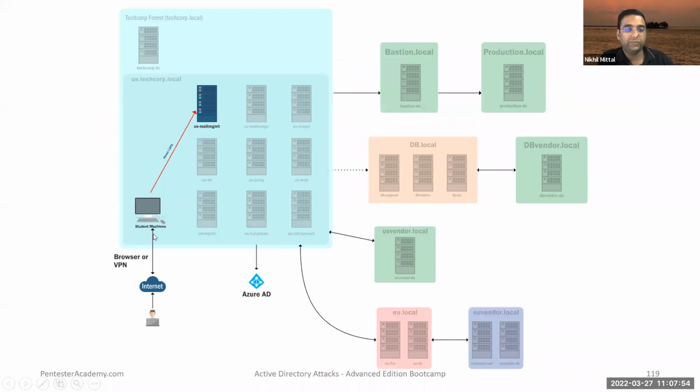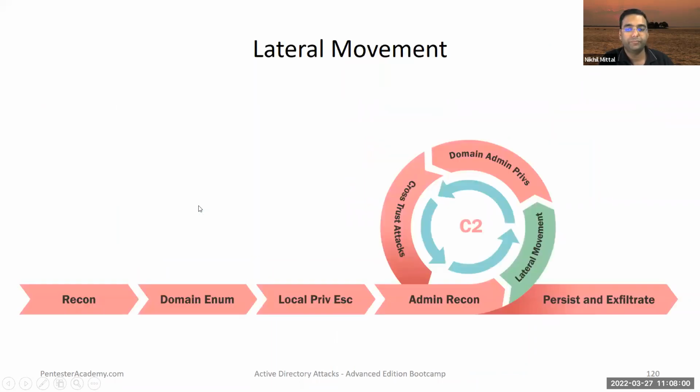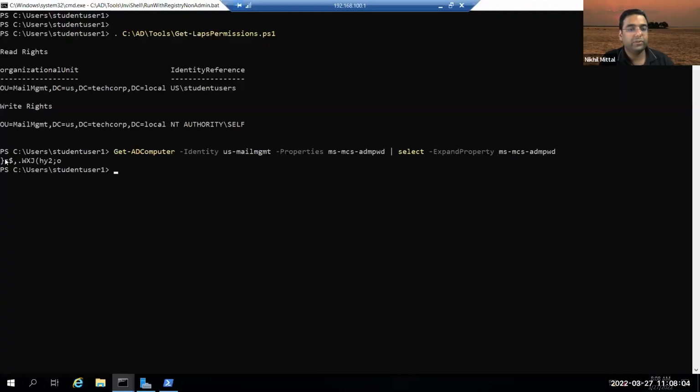So now in this one, we compromised US mail MGMT by abusing LAPS. How did we compromise that? Because we now have the password for the local administrator of US mail MGMT. That is why.